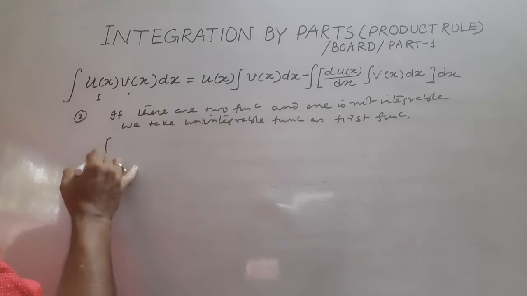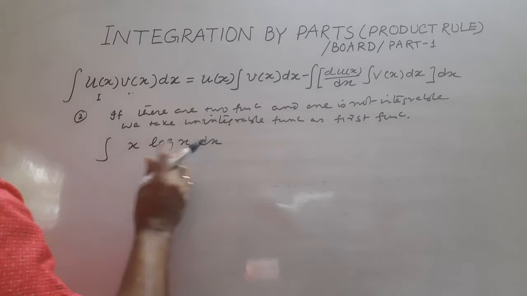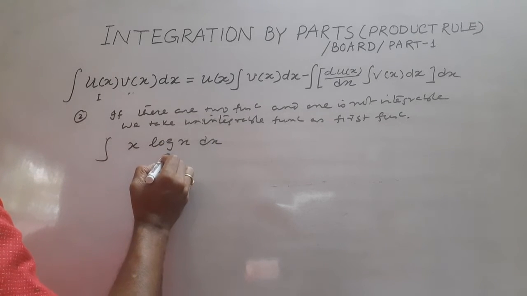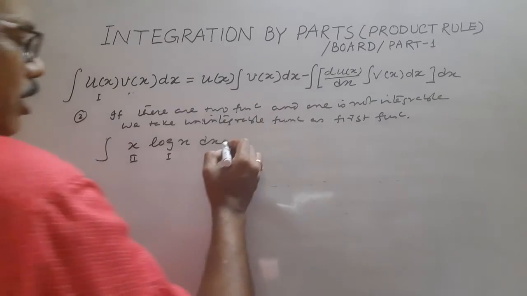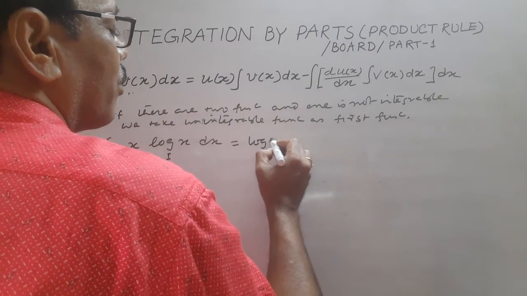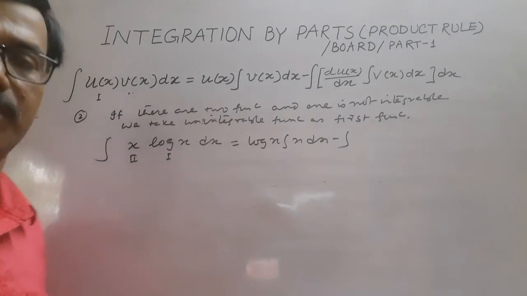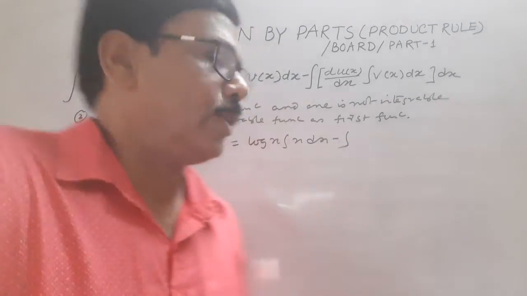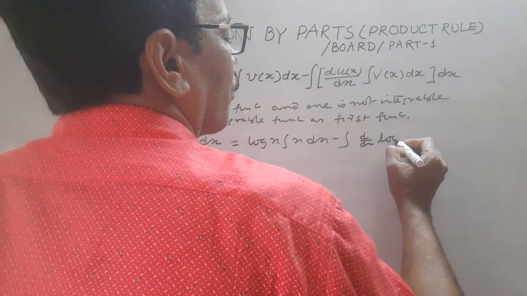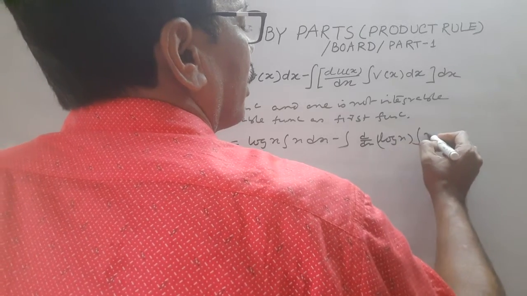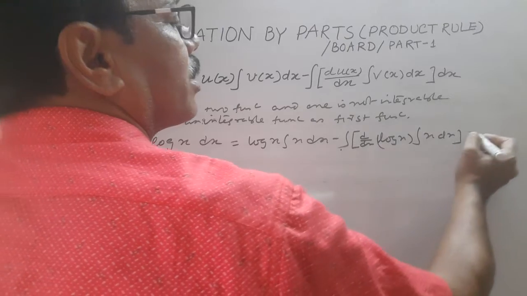Next, look, integral of x log x dx. So this one is unintegrable. So this as first function, this as second. So log x unchanged, integration of x dx, minus, use the formula d/dx of log x, integration x dx, and total integration, that is integral of.